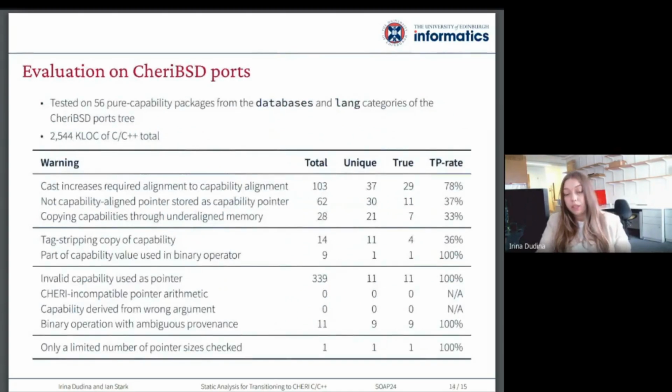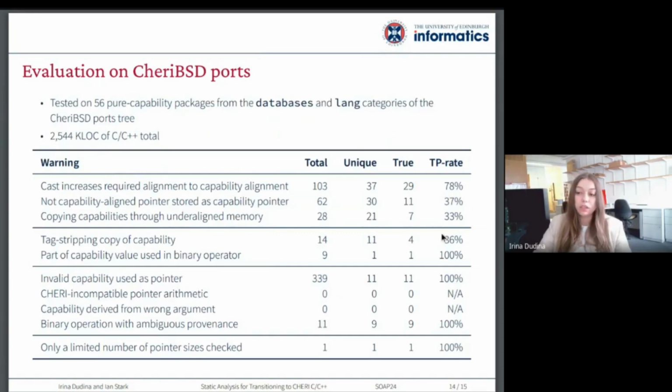So we evaluated our static analysis on a selection of CheriBSD ports. CheriBSD is FreeBSD with CHERI support, and it has its own ports tree. The total amount of analyzed code was 2.5 million lines. We found that the most useful checker is the one that provides alignment warnings.